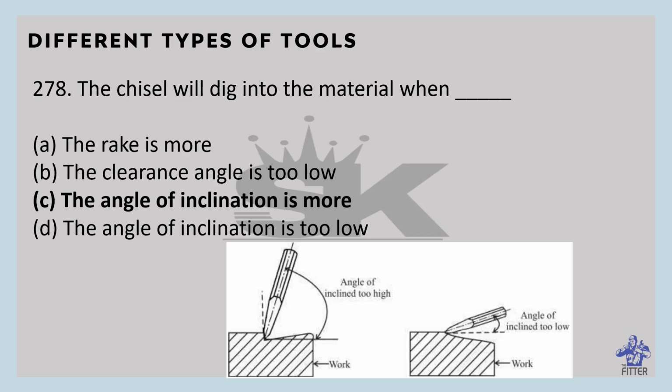If the clearance angle is too low, as you can observe in the second image, or zero, the rake angle increases the cutting edge and it cannot penetrate into the work. The chisel may slip. So you can see here it is not penetrating in the work. If the clearance angle is too great, I mean more, the rake angle reduces and the cutting edge digs into the workpiece.